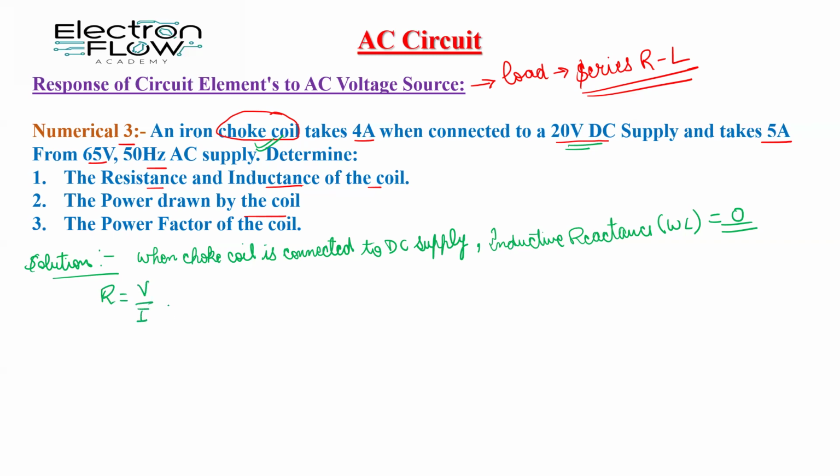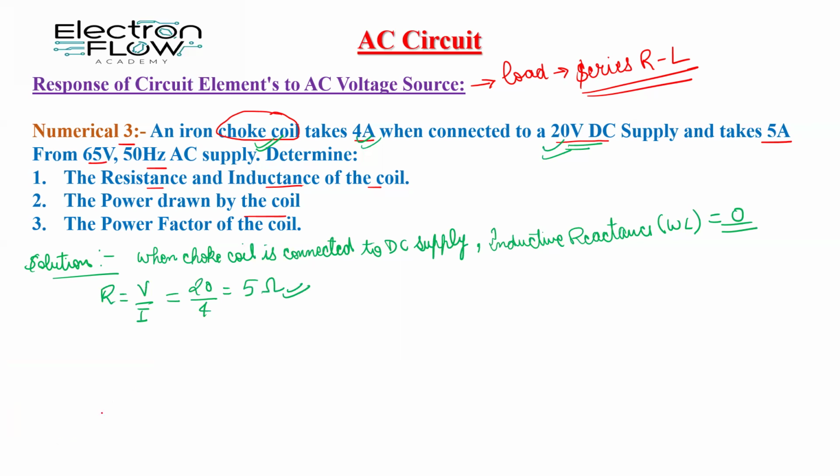We know that R is equal to V upon I as per Ohm's law. Here we have 20 volt DC and 4 ampere current. So 20 divided by 4 means the value of the resistance is 5 ohm.